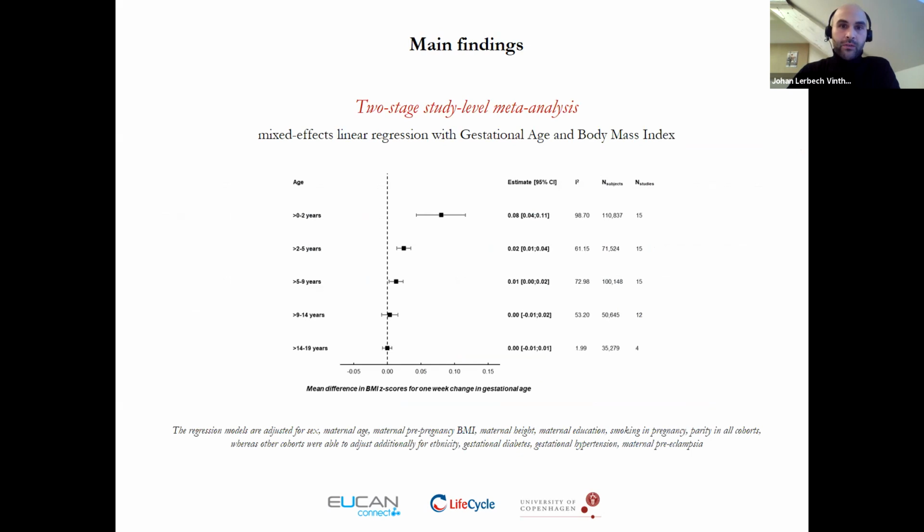Some main findings which have been long on the way, as you can imagine. Here we see the mixed effect linear regression with gestational age and BMI in the 5 age periods, and you see there is a positive association in the first 3 periods. Small magnitudes of the association, largest in the first periods, but around adolescence, 9 years, we see no association between the two.